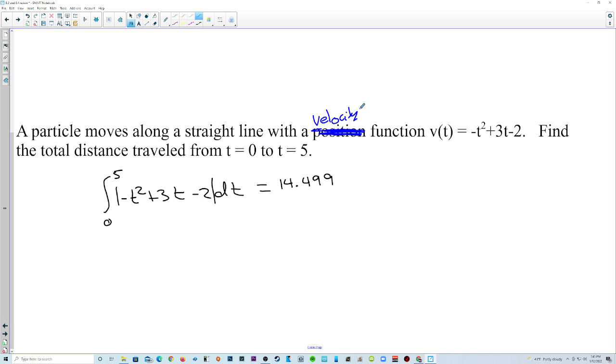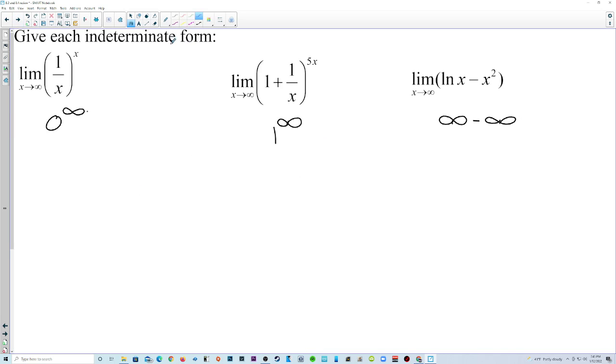function. V of t equals negative t squared plus 3t minus 2. Find the total distance traveled from 0 to 5. Now, if we didn't have the absolute value here, that would be displacement. But if you want the total distance traveled, you need to find the absolute value of the function and then take the integral of that. So 14.499.